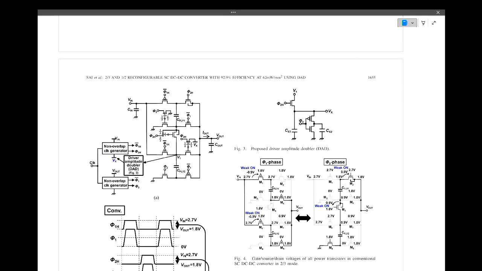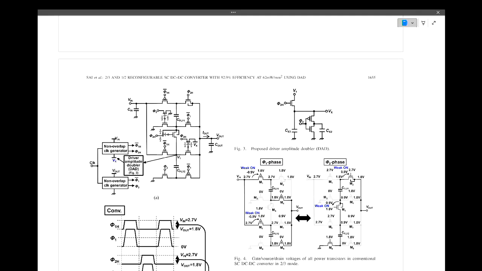The half swing driver in the traditional design leads to a large resistance loss. While the DAD technology that the paper proposed reduces the loss by sampling the 1/3 of the input voltage from the flying capacitors, increasing the gate swing for the power MOSFET from the half swing to the full swing.